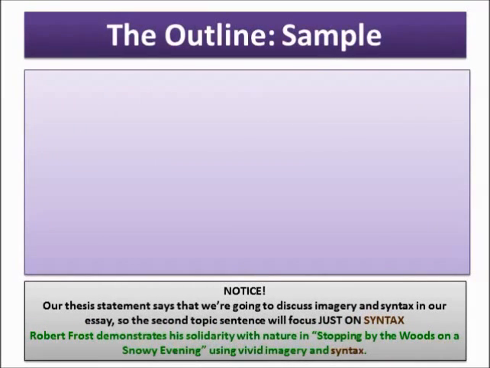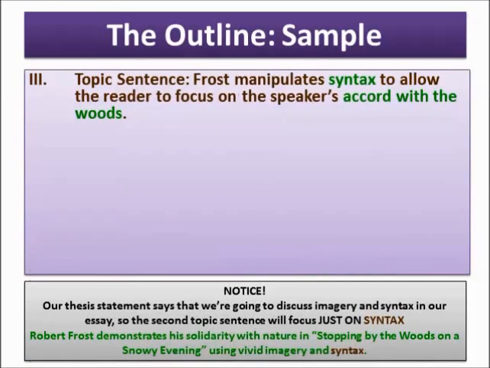Roman numeral 3, or body paragraph 2, follows the same pattern as body paragraph 1. We will begin with a topic sentence. Notice that our thesis statement says that we're going to discuss imagery and syntax in our essay. We already discussed imagery in our first topic sentence, so now we're going to discuss syntax in our second topic sentence. If you need to, pause the video at this time and read our thesis statement at the bottom of the screen so you can see how our topic sentence directly connects to our thesis statement.